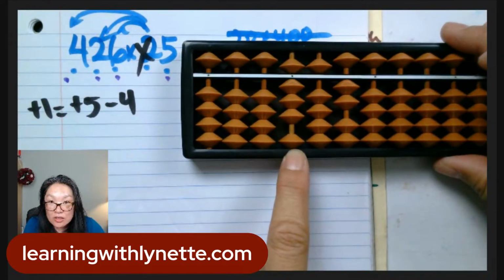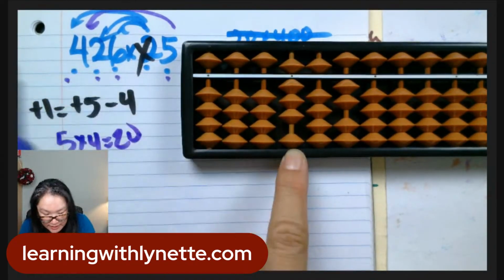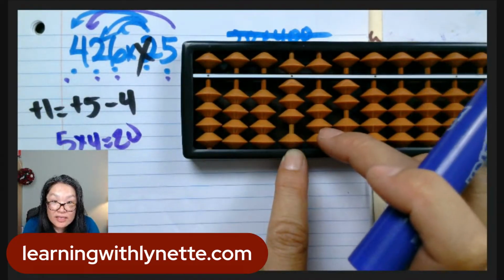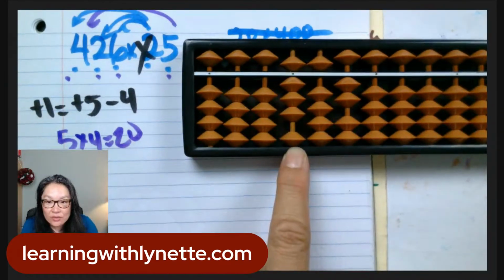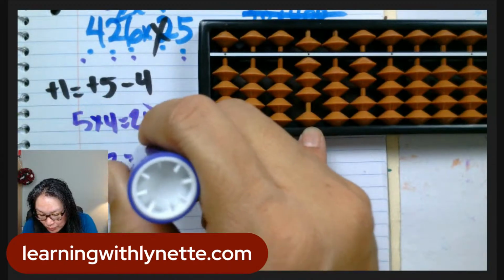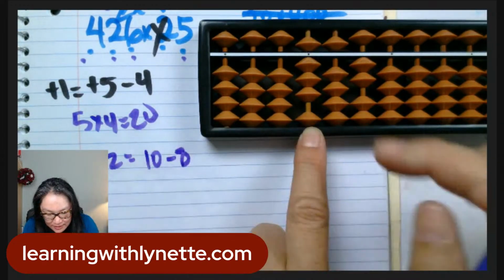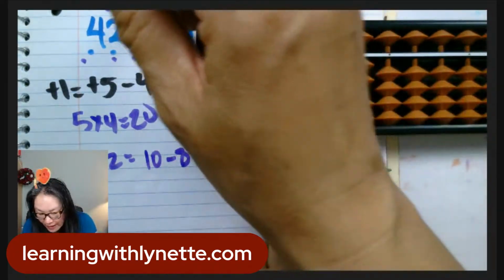1, 2, 3, 4. 5 times 4 is 20. Add the 2, add the 0. Is there enough to add the 2? No, there isn't. This is where our tens happen. Add the 2 is equal to plus the 10 minus the 8, and then add the 0.